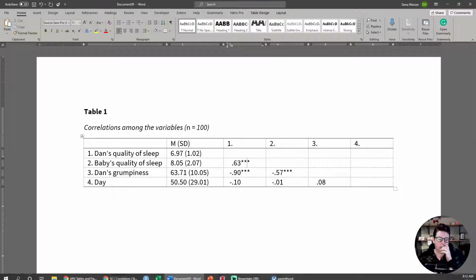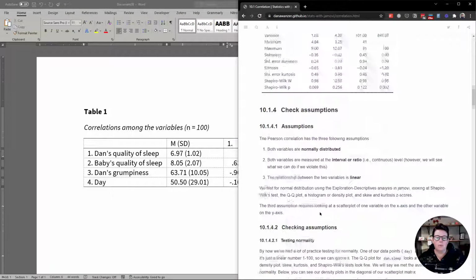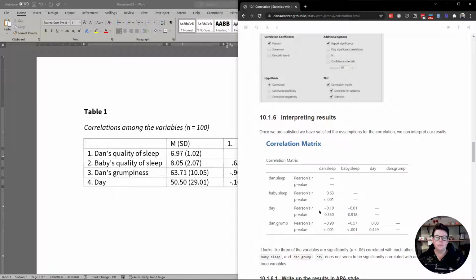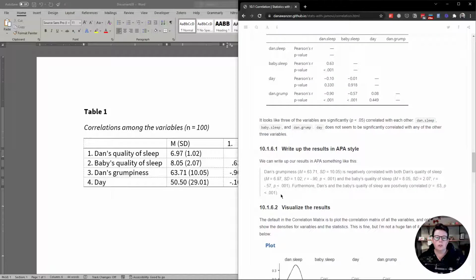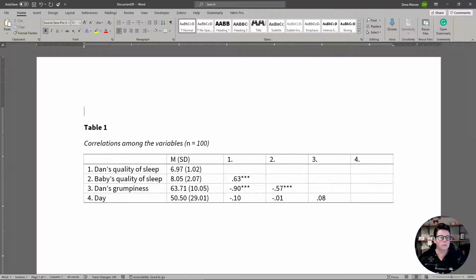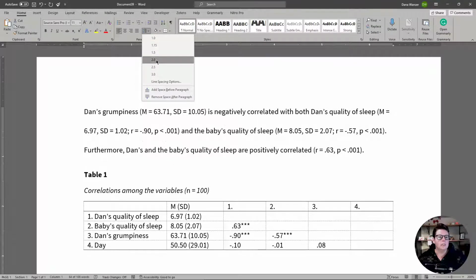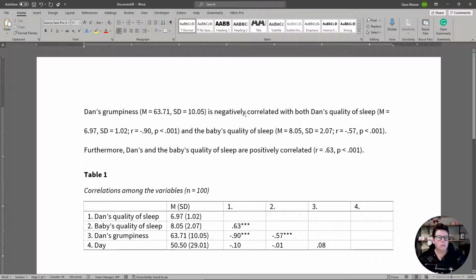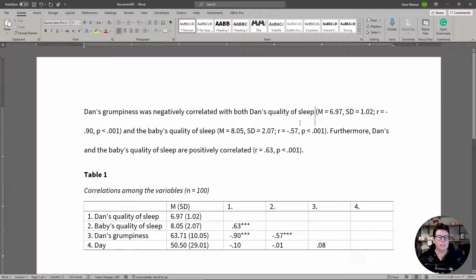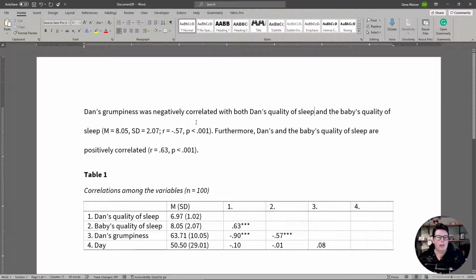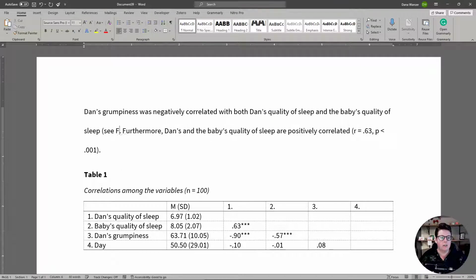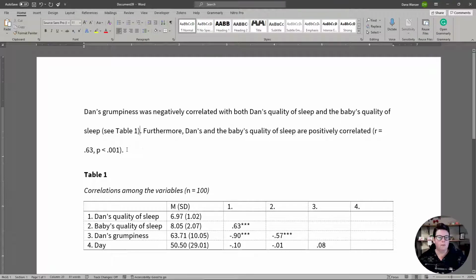So I could actually put this into my write-up. Let's go back to our write-up. And we want this to be double spaced. So Dan's grumpiness was negatively correlated with Dan's quality of sleep and the baby's quality of sleep. Notice I don't have to talk about anything because then I'm going to say see Table 1. Furthermore, Dan's and baby's quality of sleep are positively correlated.